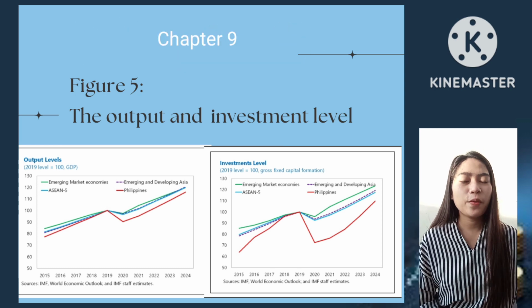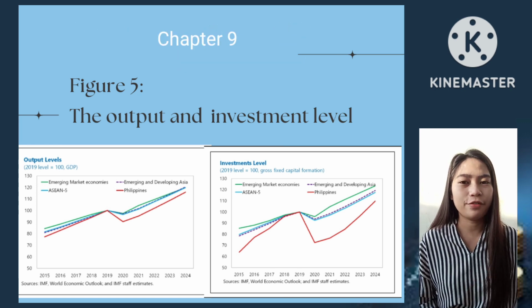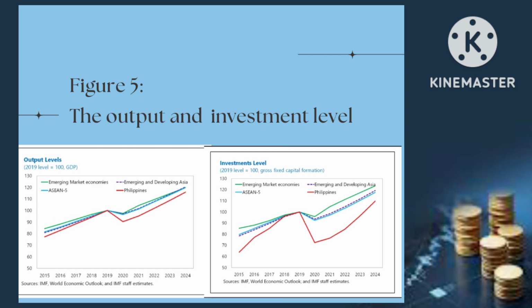In Chapter 9, again, we are analyzing the graph of output level and investment level. The first graph shows global gross domestic product and output level from 2015 to 2024. Output is the quantity of goods and services produced in a specific time period. In 2019, all major global economies reached a GDP level of 100, together with the emerging market economies, emerging and developing Asia, Asia 5, and the Philippines. Then a synchronous slowing to a GDP level of 90 emerged in one country alone, the Philippines, while others continued to slowly decelerate to a GDP level of 95 in 2020. So far, by the year 2024, all major economies will rise in the level of output the country produced over time.